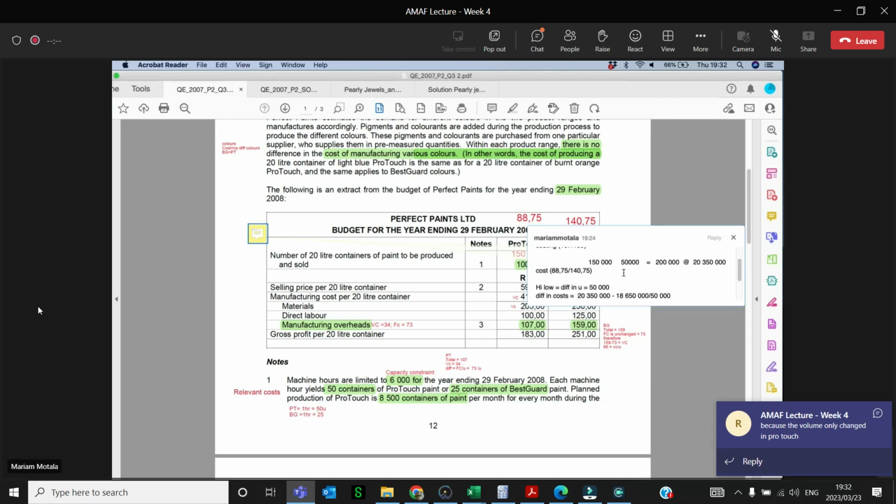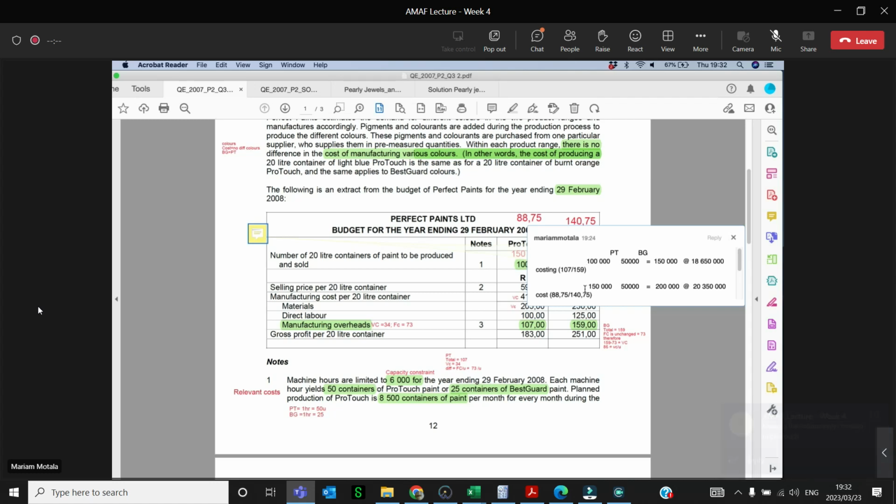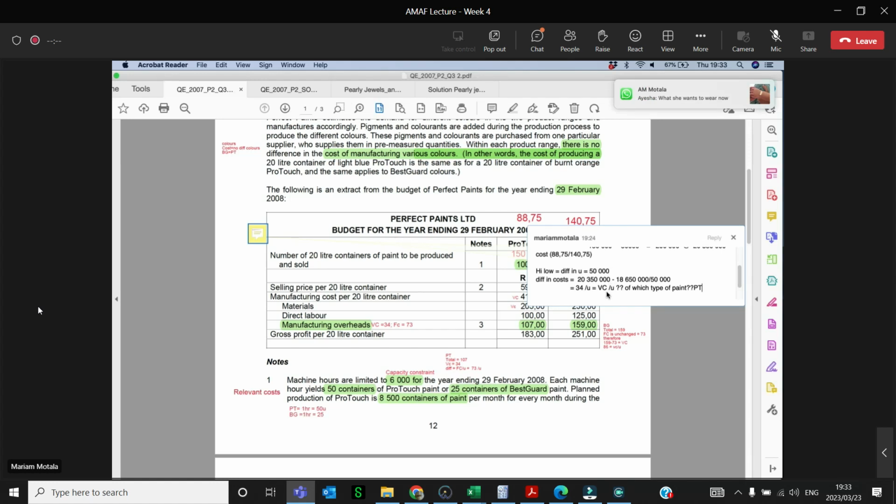Very good, Rose. The volume only changed in Pro Touch. Well done. So if you look at this Nompumelelo, can you see there's 100,000 units of Pro Touch here. There's 150,000 units of Pro Touch. 50,000 Best Guard. So the number of units of Best Guard did not change. So the change in the total costs is only attributable to the one type of paint, which is the Pro Touch. And that 34 rands is therefore the variable cost per unit of the Pro Touch paint.